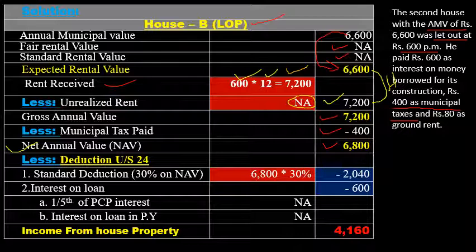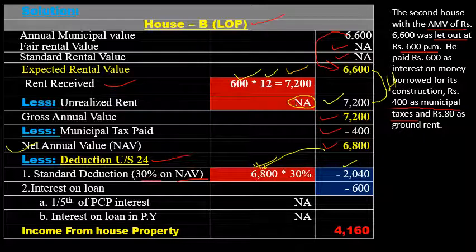Next comes deduction under section 24. For let out property, there are two deductions. One is standard deduction and another is interest on loan, applicable for let out property. First one, standard deduction. It's always 30% fixed, 30% on net annual value. So here in this problem, net annual value 6,800 into 30%, so the total standard deduction is 2040. Next is the interest on loan.